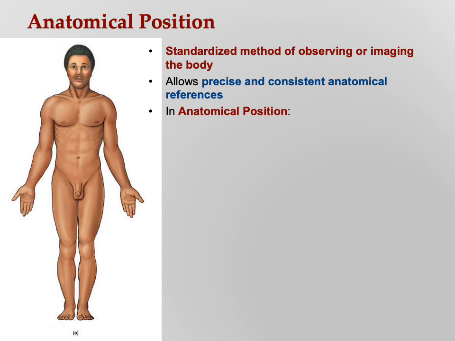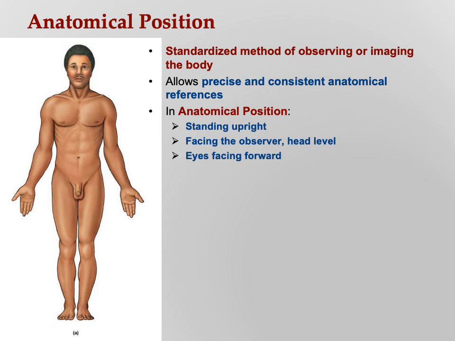So in anatomical position, the person is standing upright, facing the observer, head is level. They're not looking up, they're not looking down. Their eyes are facing forward. That's important in terms of determining eye position, so whether or not the eyes are looking laterally or medially and so on. Eyes are facing forward in anatomical position.